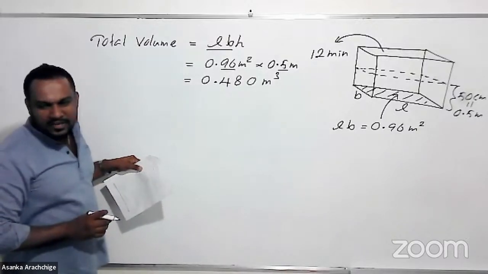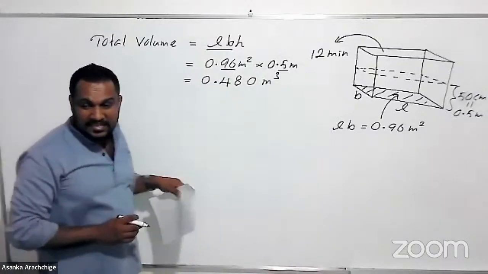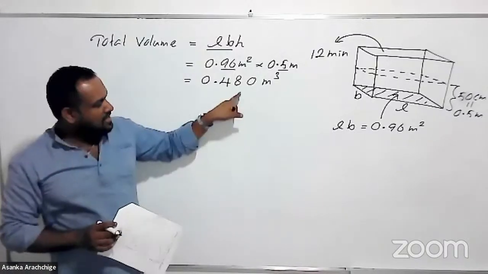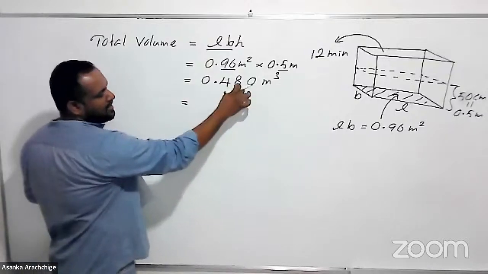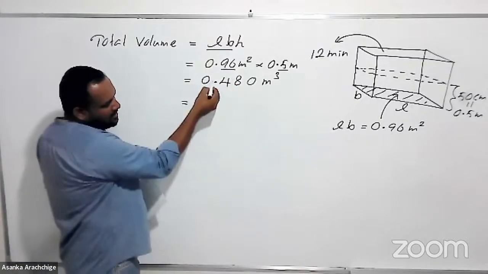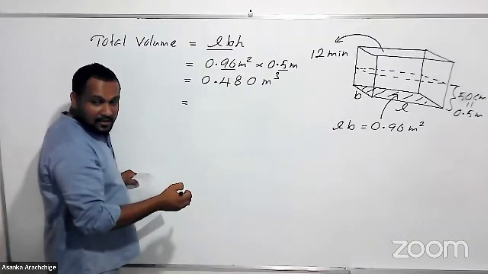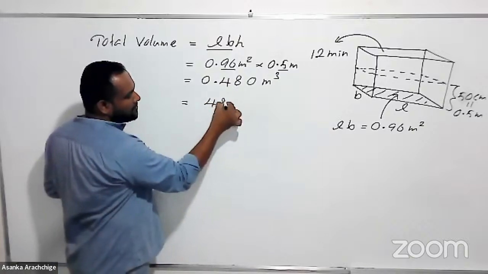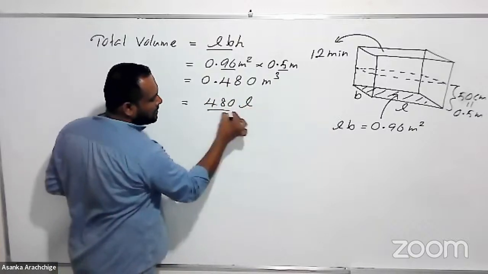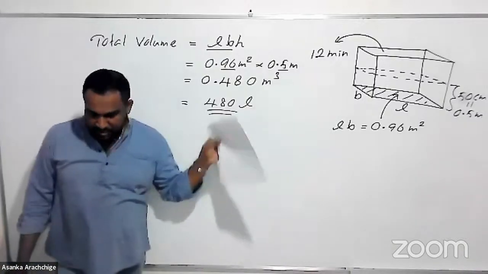So how to convert cubic meters into liters? 1 cubic meter has 1000 liters. So multiply this by 1000. Then when this is multiplied by 1000, the decimal point goes forward 3 places. It becomes 480 liters. Is that clear? Right. Copy it down.